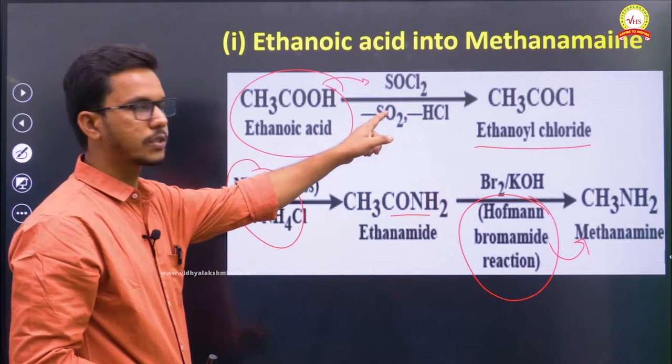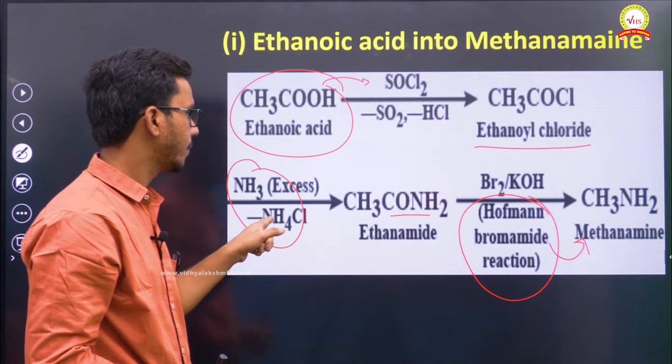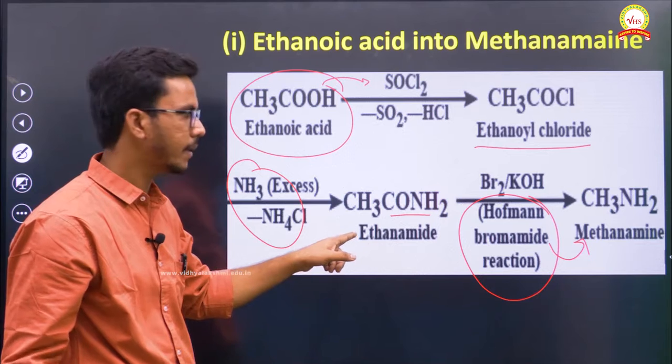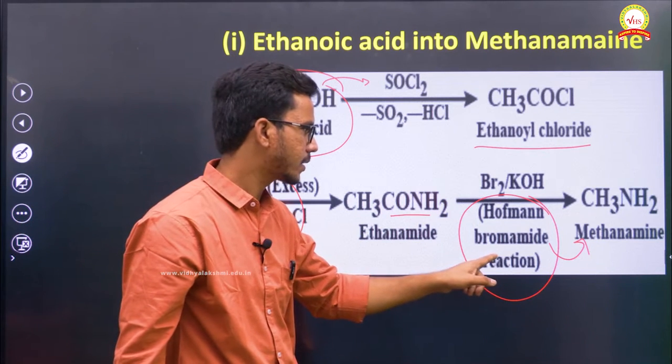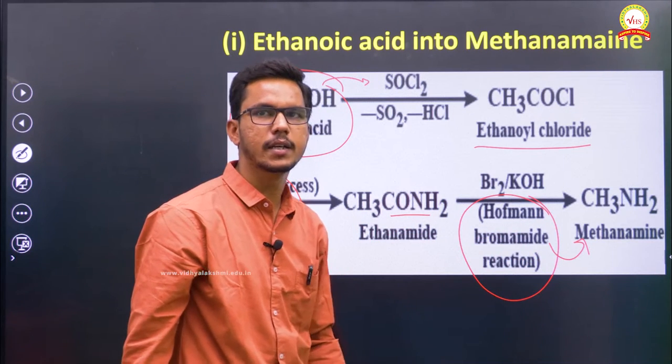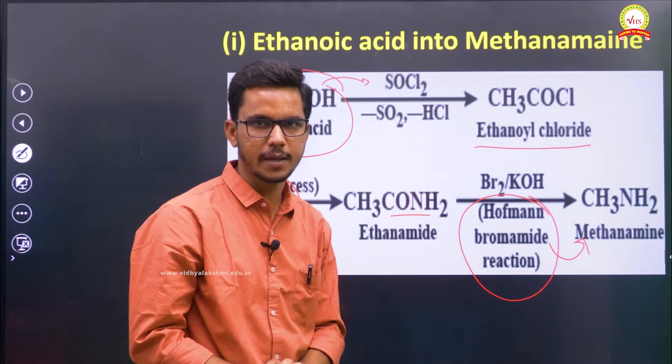And instead of going with SOCl2, you can also go directly with ammonia. Formation of amide takes place on heating, followed by Hofmann bromamide degradation reaction. What will we get? The respective products which we need. Okay, let us see the next one.